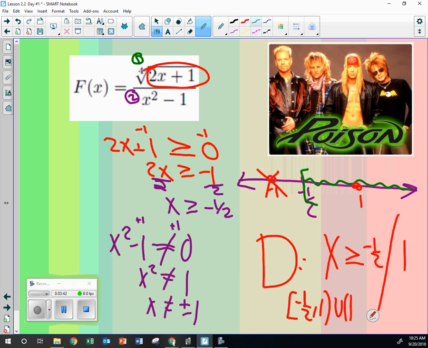Now for your fancy pants, you might go -infinity, -1/2 up to 1, union 1 up to infinity. That's a great way. Which way do you like? This one, the top one, or the bottom one? Oh, good. You like that.